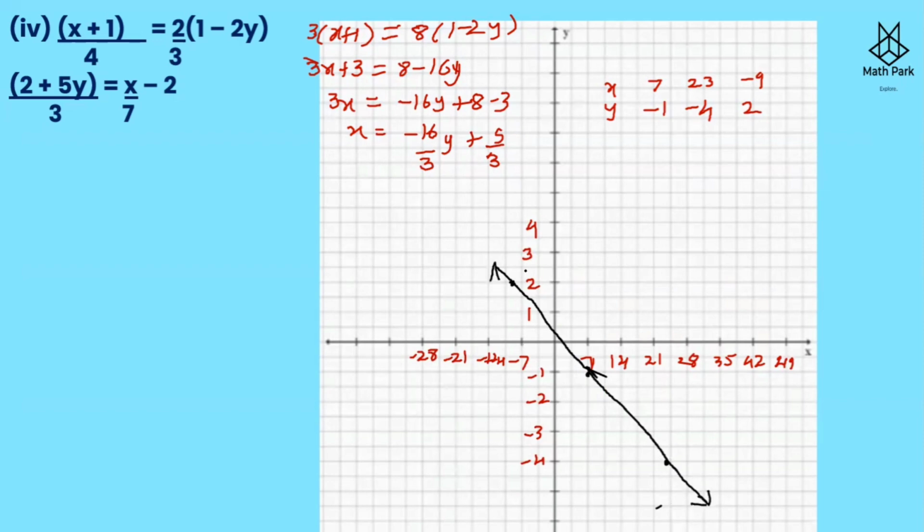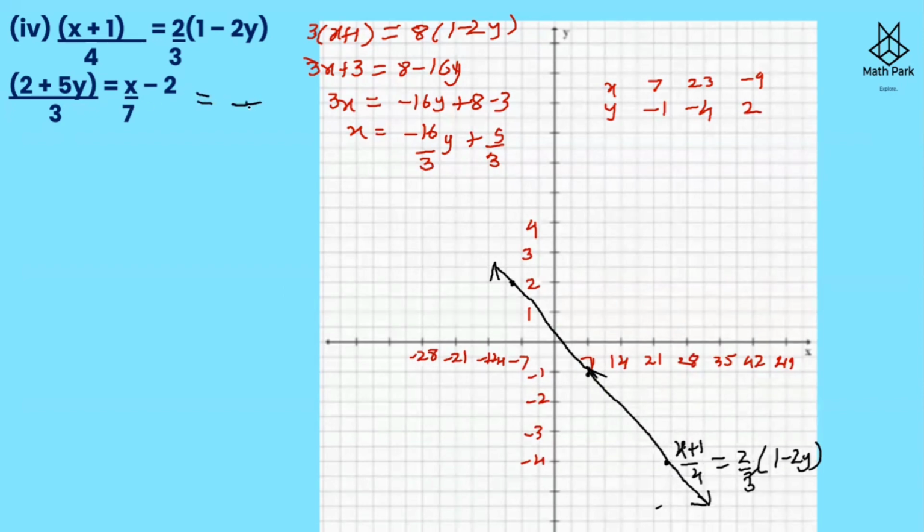The line that we have drawn is x plus 1 upon 4 is equal to 2 by 3 bracket 1 minus 2y. So our first line is ready. Let us now create the points for the second line. So we have 2 plus 5y upon 3 is equal to x upon 7 minus 2.